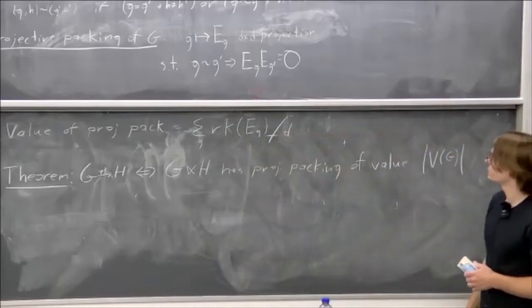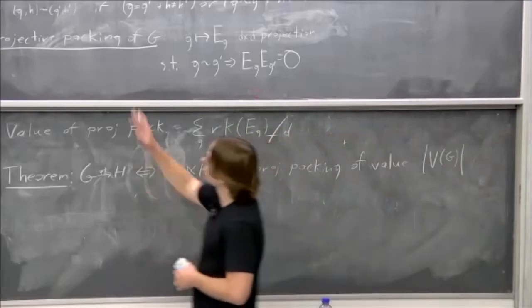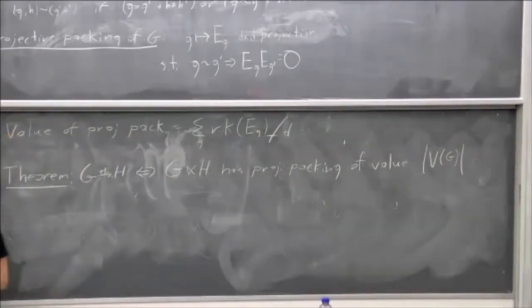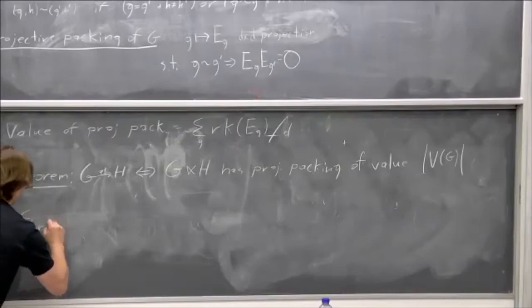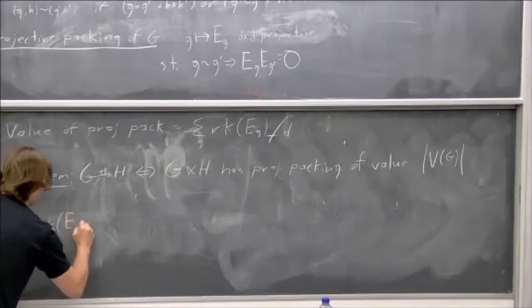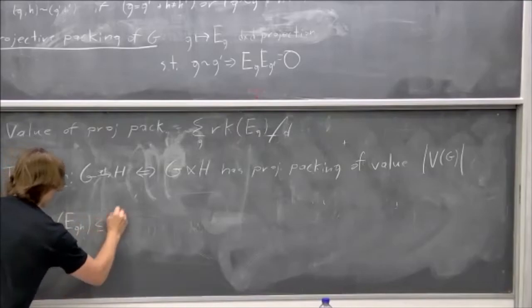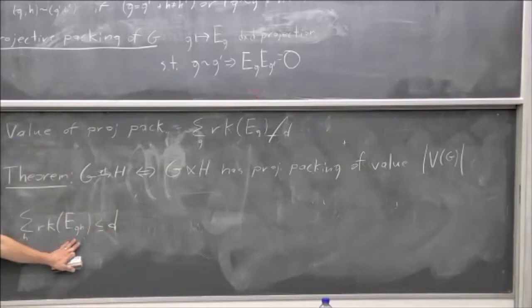The reason this works out is that, remember I said when you fix G and you vary H, I get these cliques in my graph. So for a projective packing, all the projections assigned to the vertices in one of those cliques have to be mutually orthogonal. So that means that they sum up to some projection, and the sum of their ranks is at most D. So if I take this sum over H of the rank of E G H, this is at most D, because these all have to be mutually orthogonal.